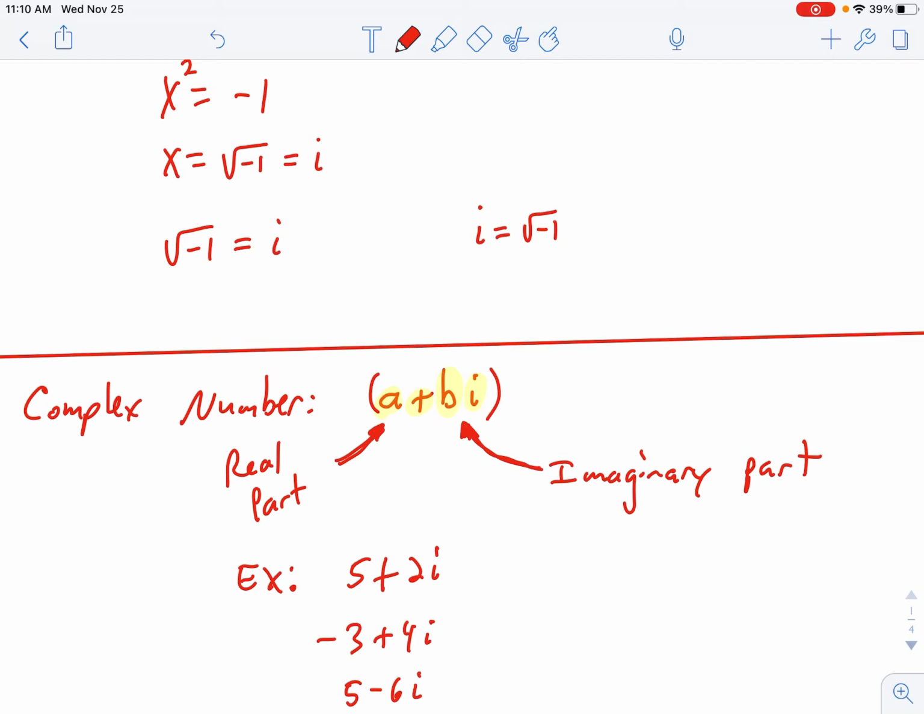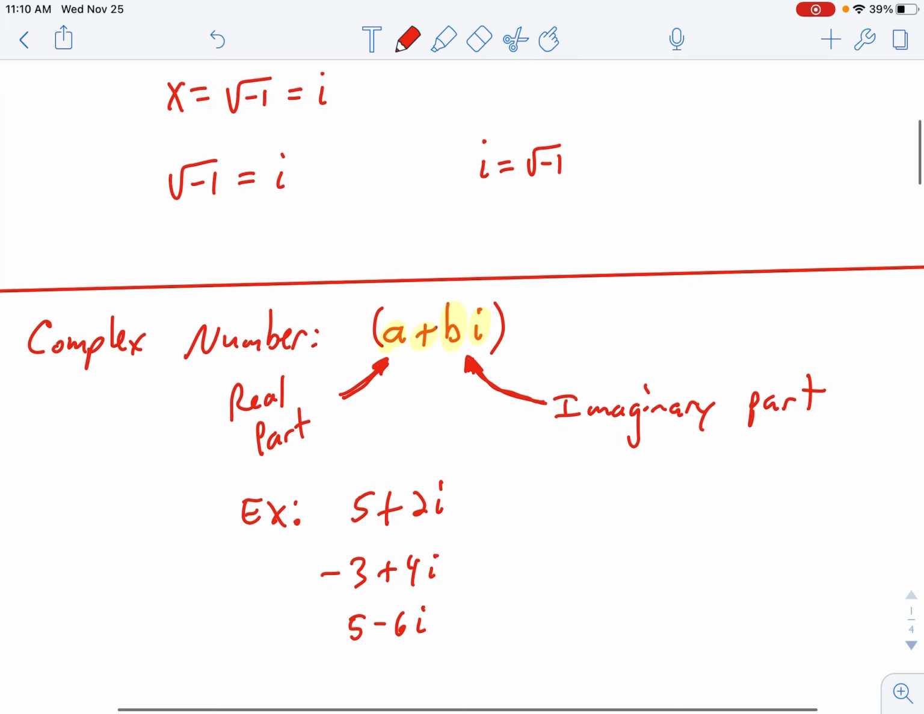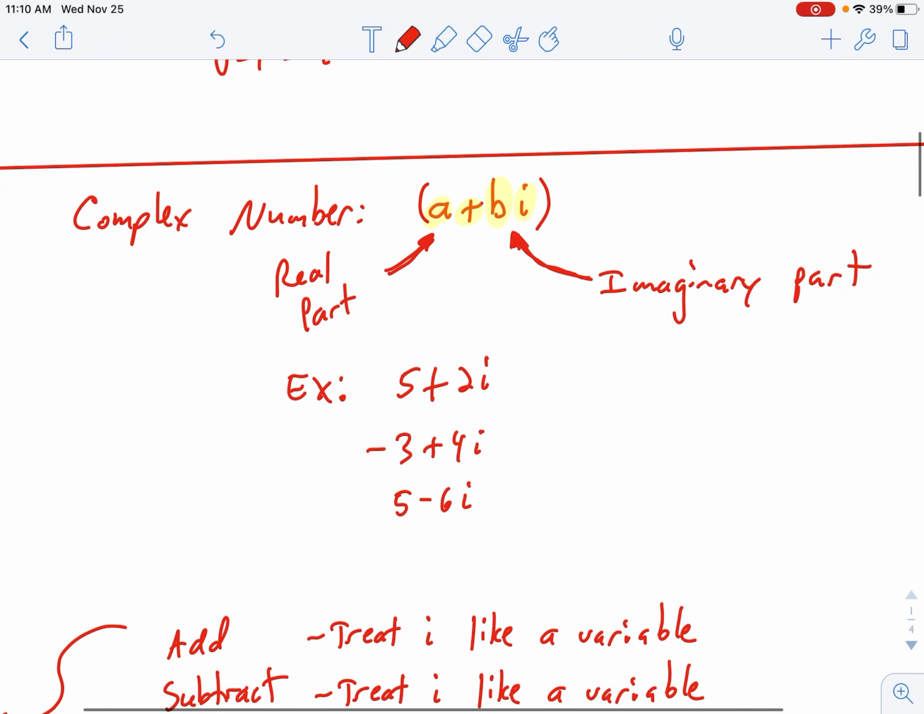The imaginary part has i stuck to it. So a plus bi is a complex number. Here are 3 examples of complex numbers: 5 plus 2i, negative 3 plus 4i, 5 minus 6i. Here, 5 is the real part, 2i is the imaginary part.